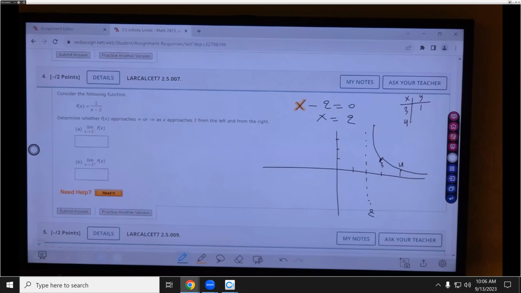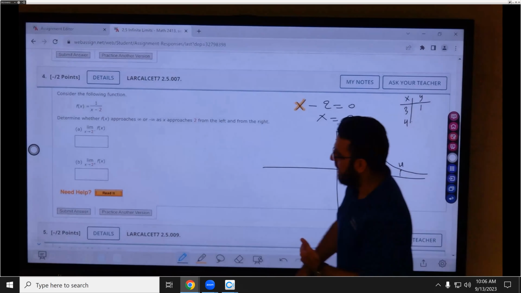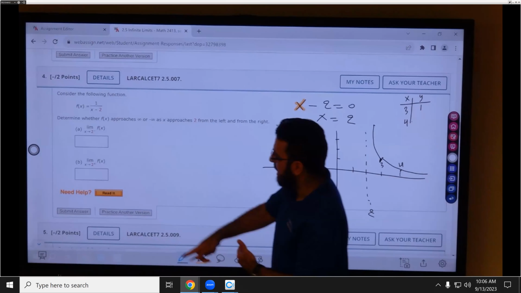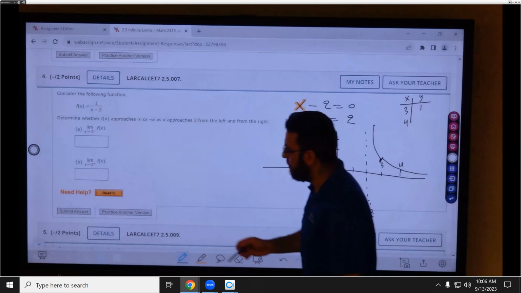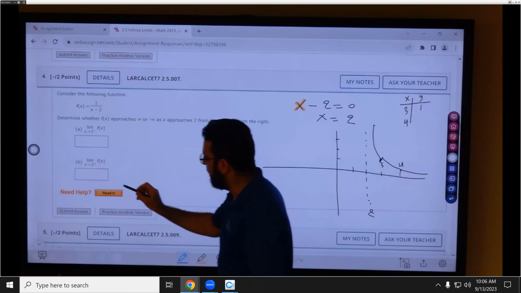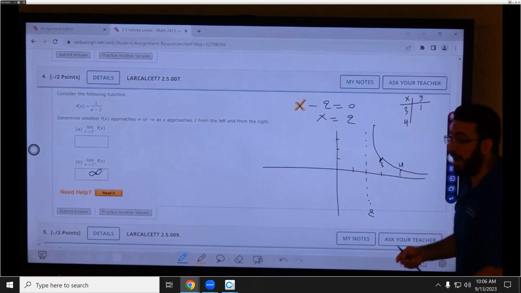Okay, so now I have this part, which side is it? Right side. The right side. So now, for the right side, when the function approaches the number 2, where does the function go? Infinity. I'm just going to put infinity here. Okay, now let's graph the left side.